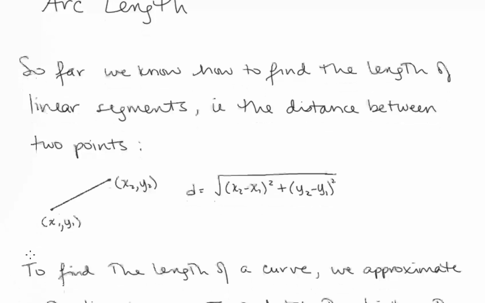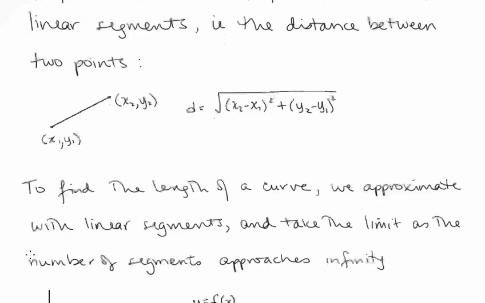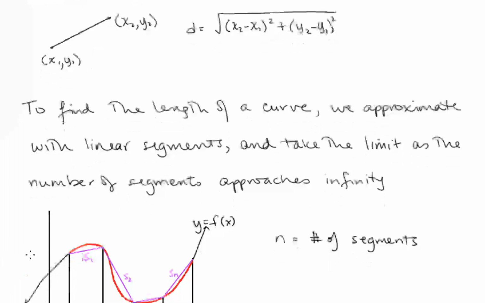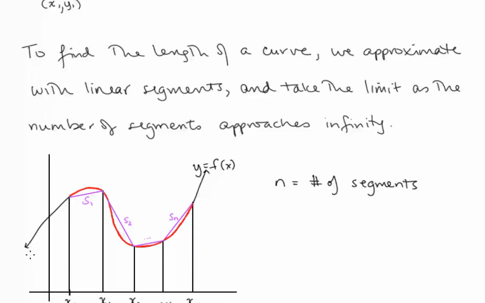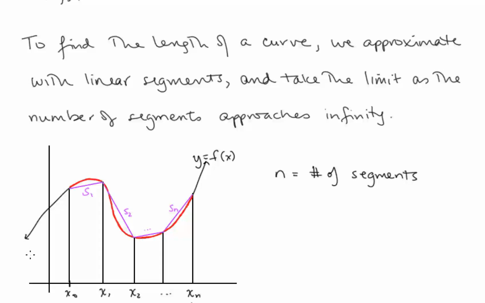Now, to find the length of a curve, we think about approximating the curve with linear segments and taking the distance of those linear segments and adding it up. And then we'll take the limit as the number of segments approaches infinity. So for example, to find the arc length of the red curve, we approximate that curve by linear segments and add up those distances. Then we'll take the limit as n goes to infinity, where n is the number of segments.